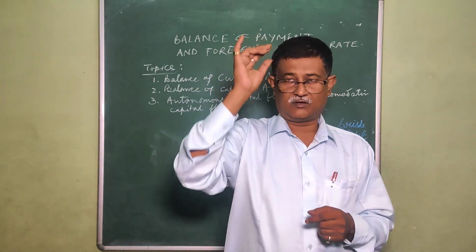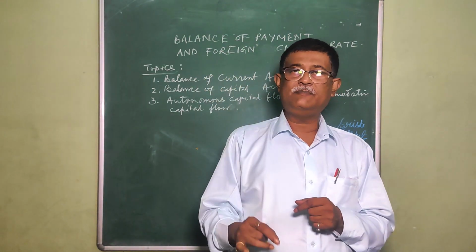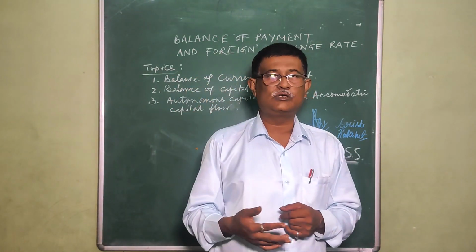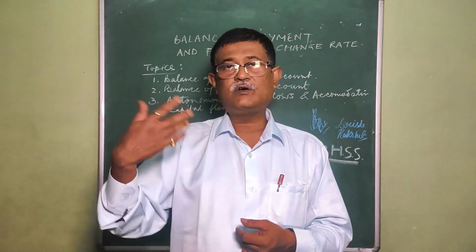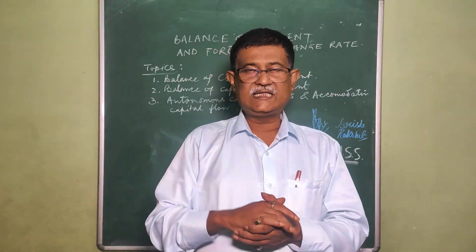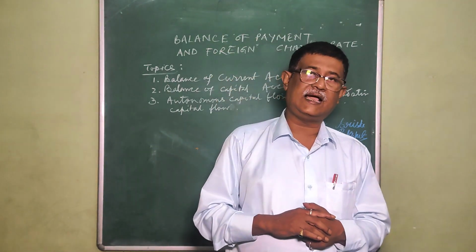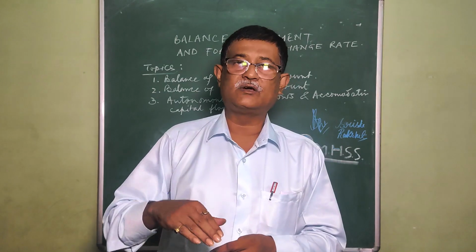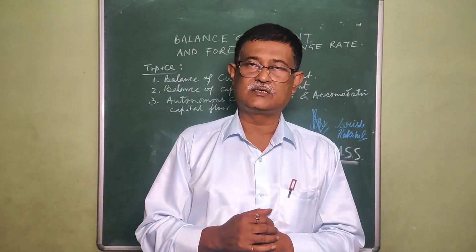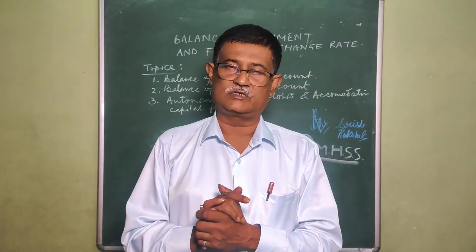So, in order to correct the adverse balance of payment, the government may increase the existing rates of taxes like customs duties or import duties, or levy new tariffs on our imports. In that case, imports will become dearer, and therefore we will be forced to reduce our imports. On the other hand, it may also put restrictions on imports through import control. That means it may reduce the total volume of imports.